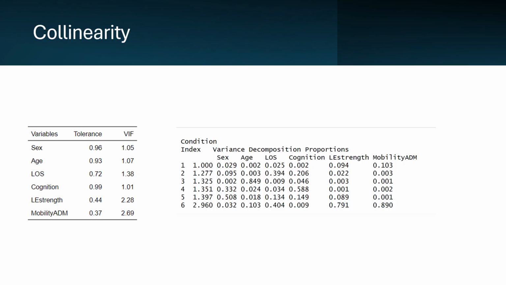The variance decomposition proportions tell you more about where the problem is. If the condition index is at least 10 and two decomposition proportions are higher than 0.80, there may be an issue. Here we see something close with mobility and strength, but the condition index is well below 10, so strictly speaking, according to the rules, we are okay.